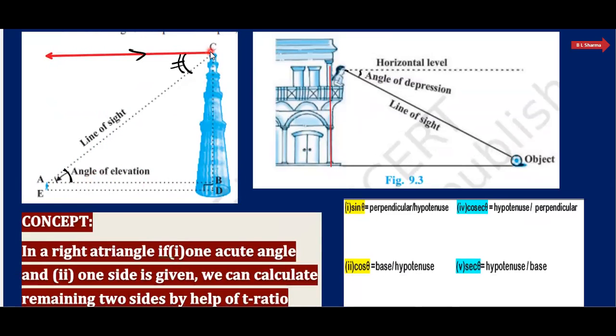And later, if we are here and we observe a point which is on the ground at point A, then this angle is known as the angle of depression. Angle of elevation and angle of depression are equal. We see this angle is equal to this angle. Angle of elevation is equal to angle of depression.